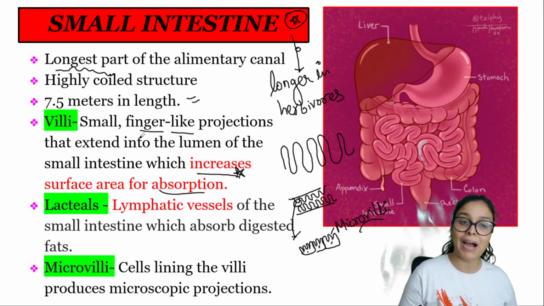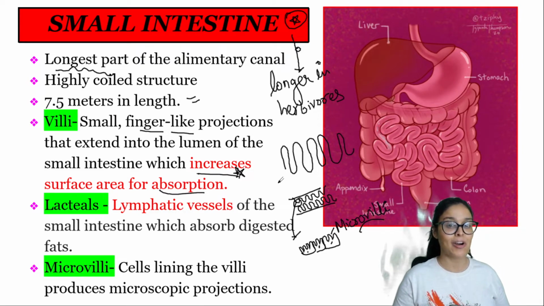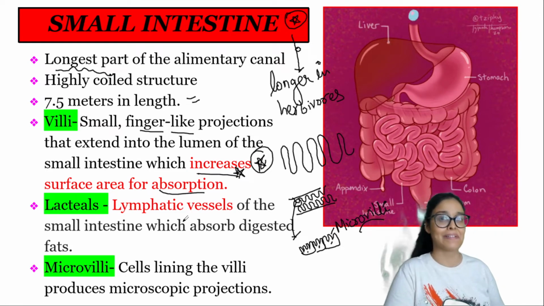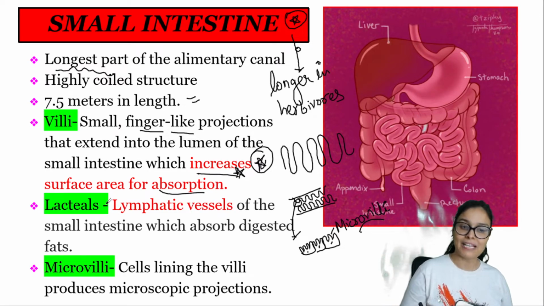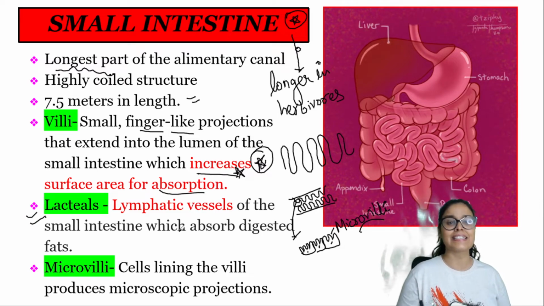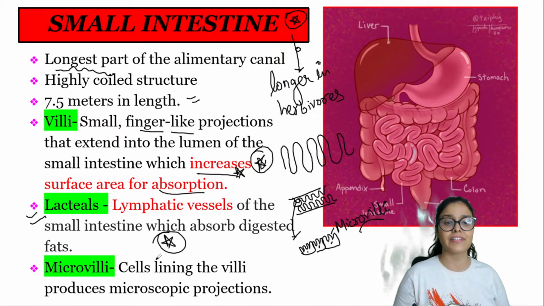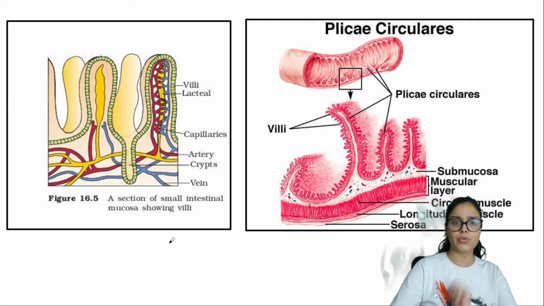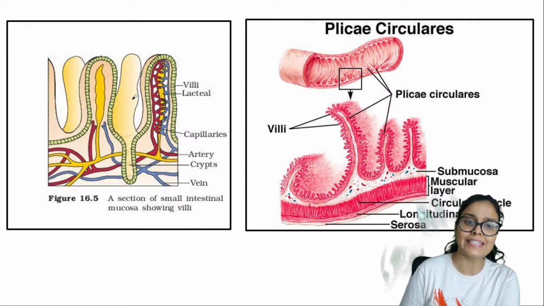So why are microvilli and villi present in the small intestine? Because maximum food absorption happens here, right? Plus we will be seeing that yes, it also has the lacteals. That means the small intestine has lymphatic vessels also, that I'll be showing you in the diagram. So you can see the diagram here.